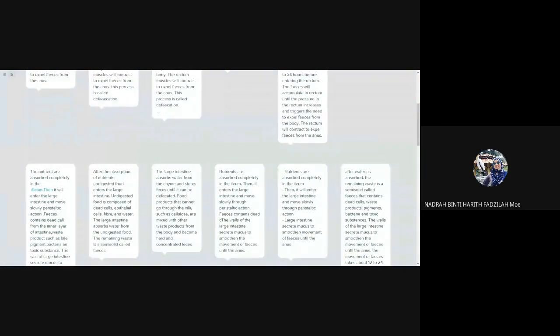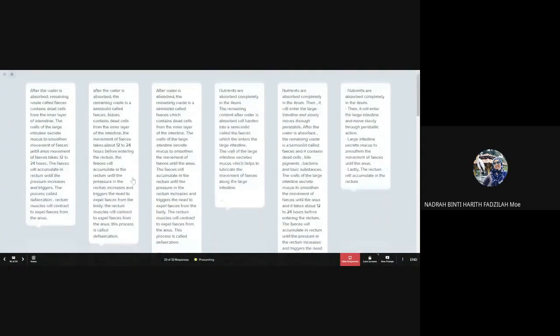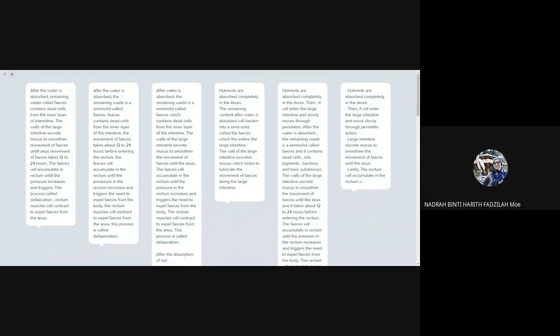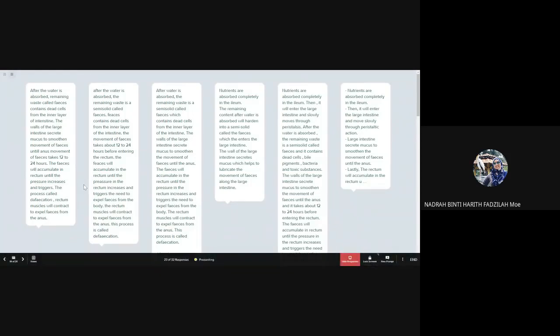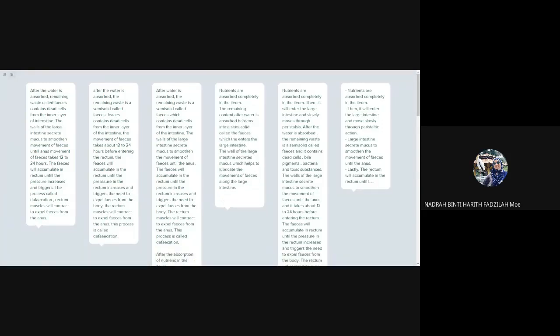After the absorption of nutrients in the small intestine, the remaining mixture enters the large intestine. Point number one. Point number two, the remaining mixture contains water, undigested food, bacteria, dead cells and also cellulose. This mixture moves along the large intestine through peristalsis, facilitated by peristalsis.